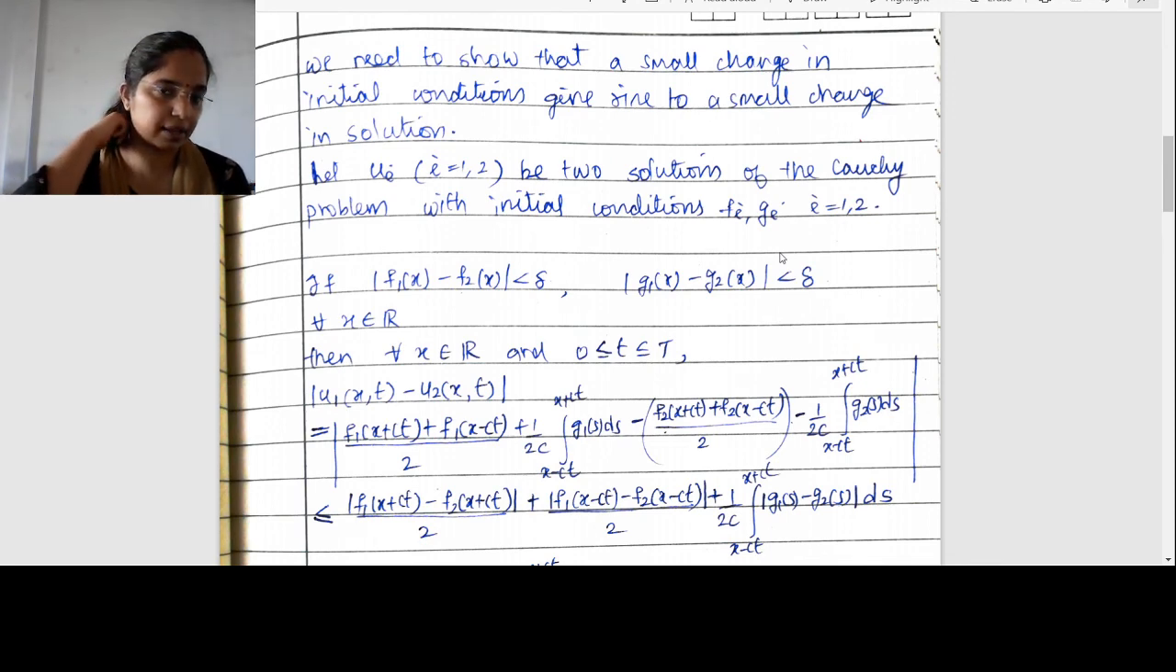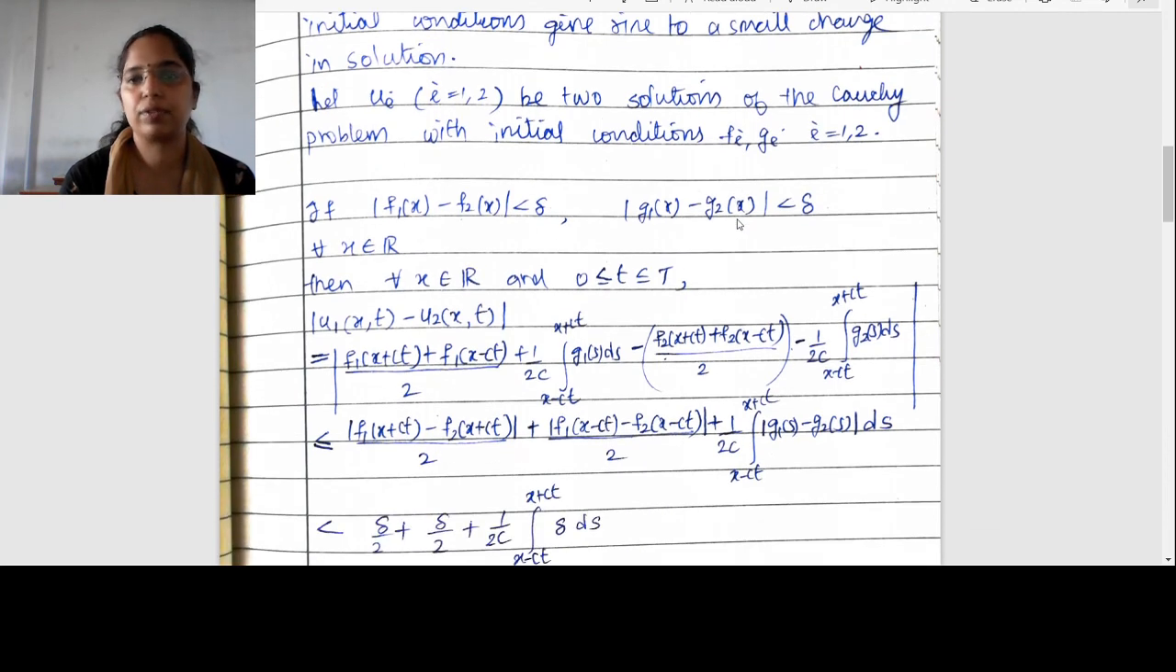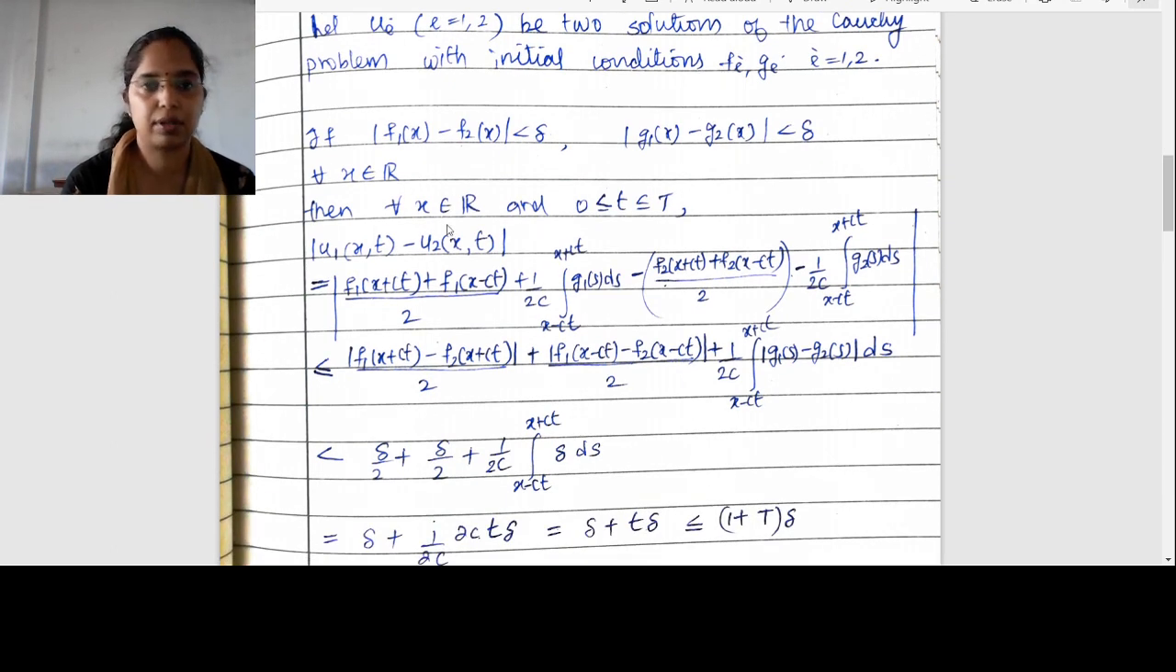So we will take u_i, that is u1 and u2, to be two solutions of the Cauchy problem with the initial conditions f_i, g_i for i equal to 1 to 2. So we have f1, f2, g1, g2 and u1, u2. Now there is a small change in f, because we are assuming that |f1(x) minus f2(x)| is less than delta.